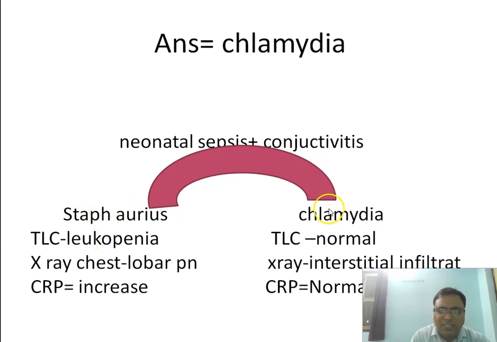Neonatal sepsis with conjunctivitis could be two possibilities. One is staph aureus, one is chlamydia. In staph aureus, we are getting TLC leukopenia. You are getting chest X-ray lobar pneumonia, and CRP will rise. But if it is a case of chlamydia, then TLC will be normal, your X-ray interstitial infiltrate and CRP will be normal. So these are the differentiating points. We can remember, if conjunctivitis with pneumonia at this age group, most probably we are getting a case of chlamydia.